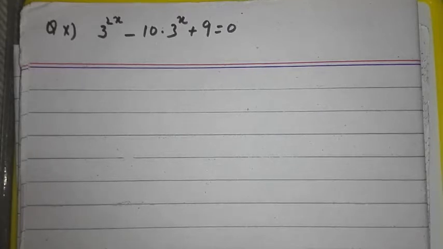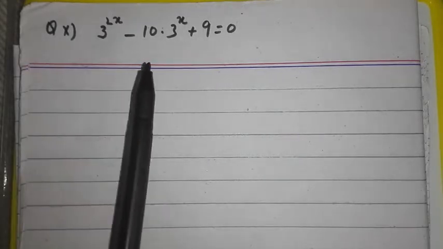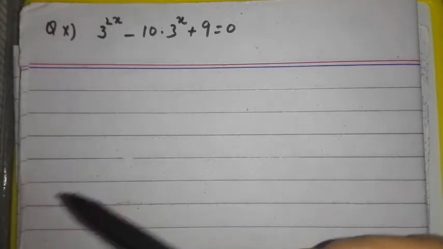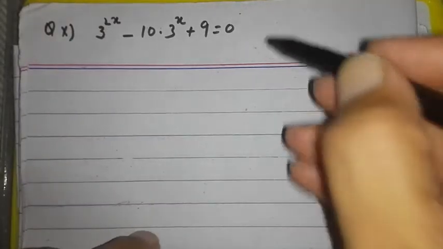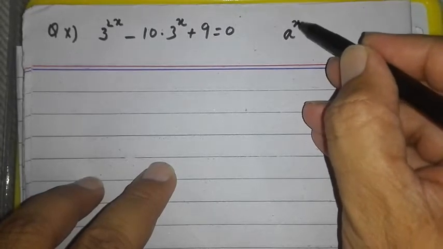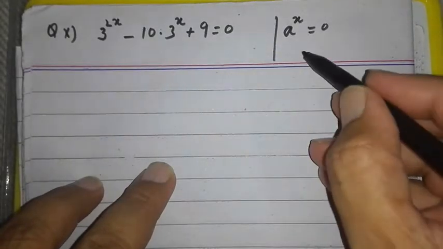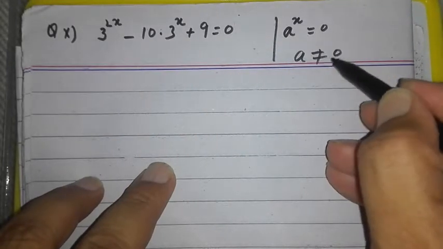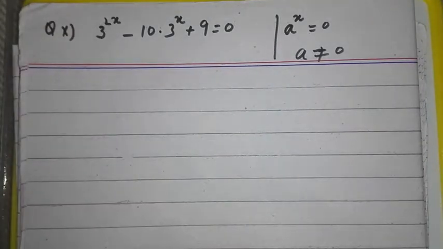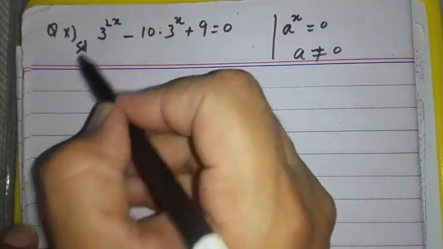Today we are going to solve an equation of the type like this. This is called an exponential equation. An equation of the form a power x equals to 0, such that a not equals to 0, is called an exponential equation. So this is an exponential equation, and we will solve it by the substitution method.